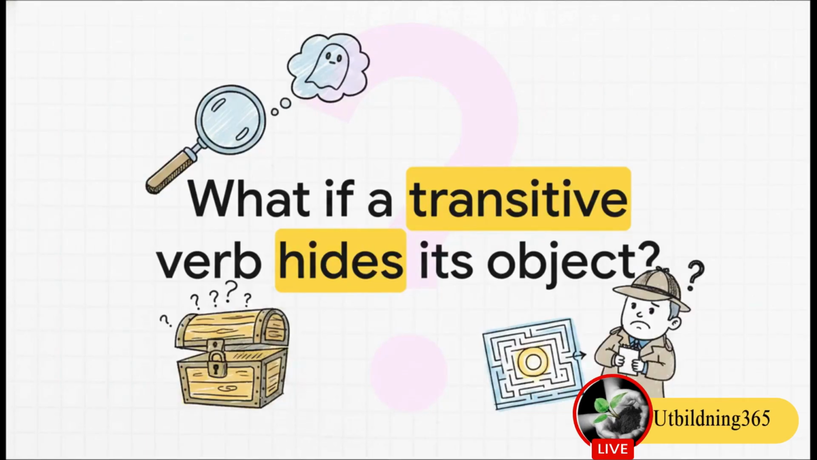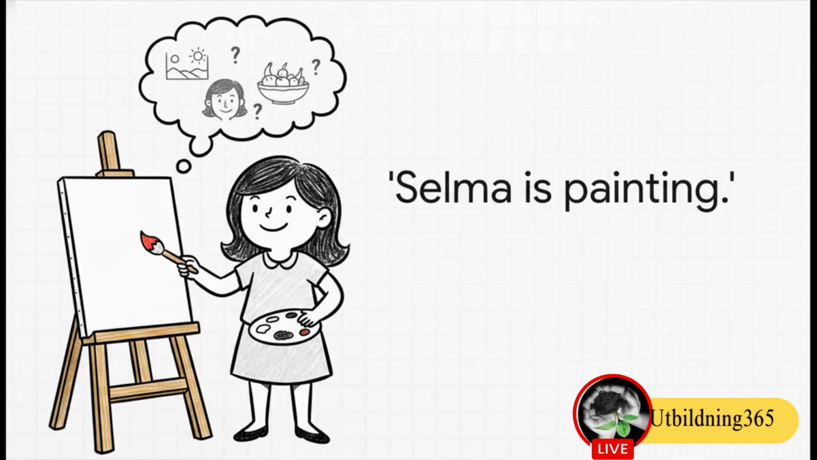Okay, but wait. Just when you think you've got it all figured out, here comes the plot twist. What happens when a transitive verb is hiding its object, when it looks like there isn't one? Take a look at this. Selma is painting. Now, on the surface, there's no object, right? But our brains can immediately ask the question, what is Selma painting? A portrait? The fence? A masterpiece? Because that question makes perfect sense, we know the verb painting is capable of taking an object. And that means it's still transitive, even if the object is playing hide and seek.